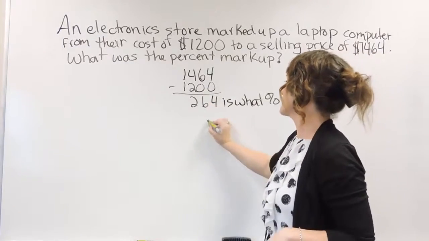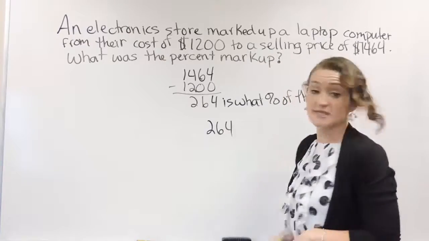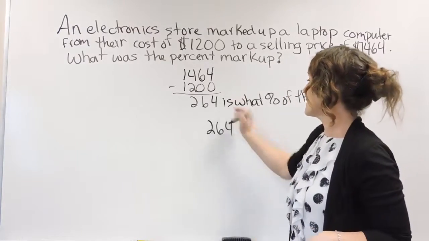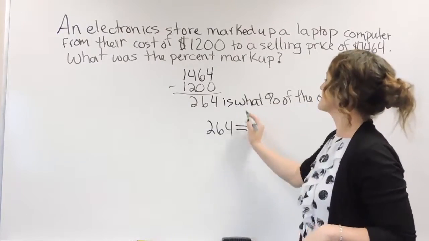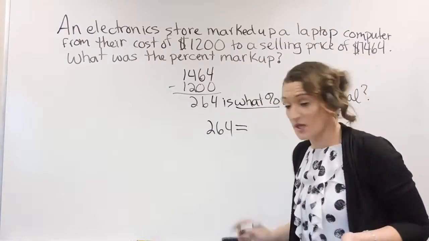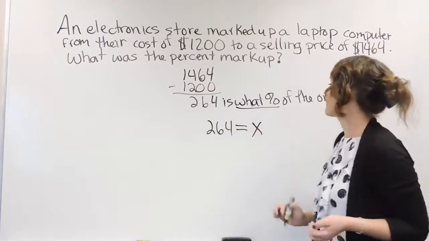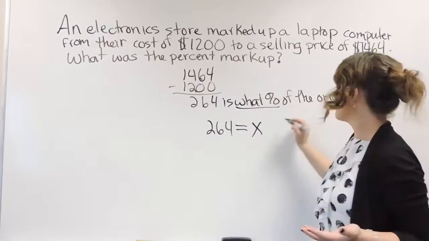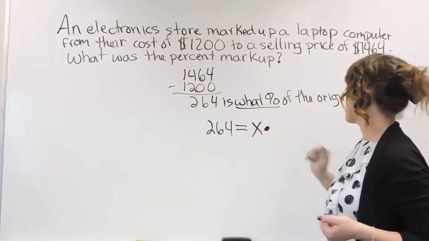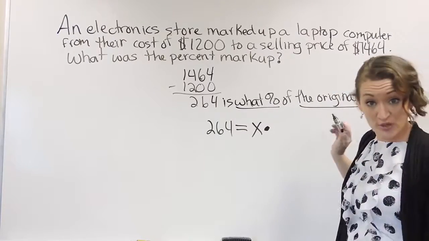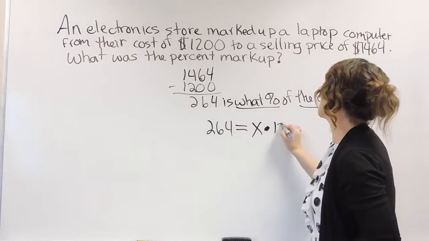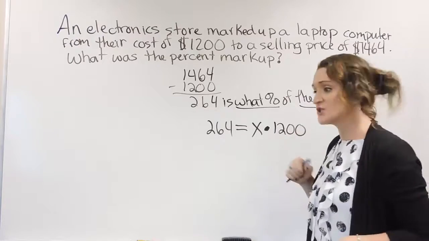So 264, that's going to stay 264 in our equation. "Is" means equals. "What percent" is what we're solving for, so that's our x. "Of" in math means to multiply, so I'm going to multiply x times the original price. The original price was $1,200.